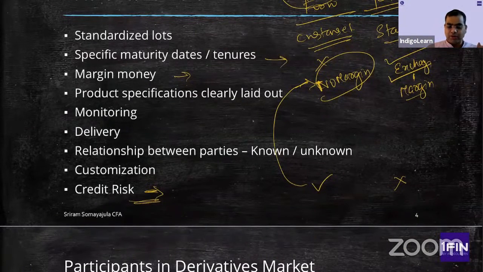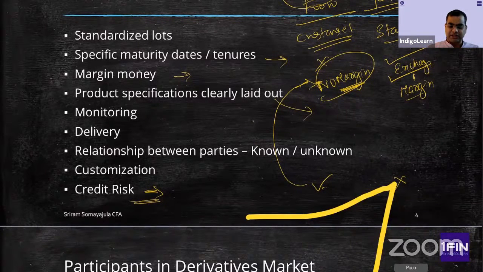Because there is no margin in forward contracts, typically there's no margin, so there is a credit risk. Whereas in futures, there is margin money involved and hence there is no credit risk. Then product specifications. Here also I said a forward contract is completely customized, so there are no standardized specifications, whereas in a future, there are fully thorough specifications.